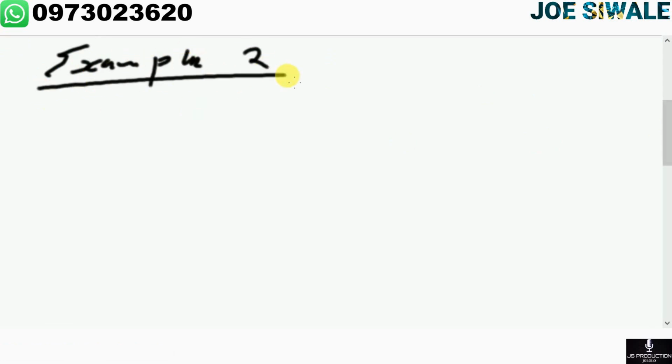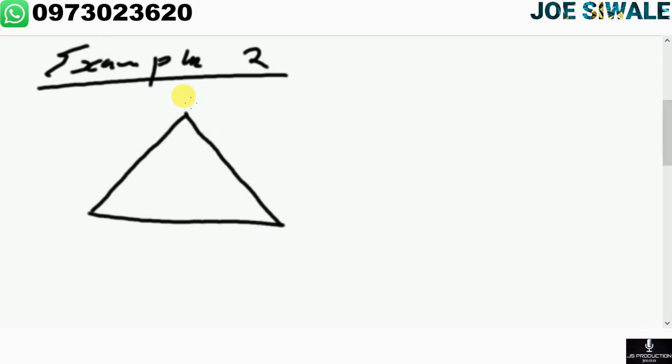So example 2, the right angled triangle is in this form. So this is C, this is A, this is B. So this is small letter a, small letter b, and this is small letter c. And the angle here has been given as 52 degrees.